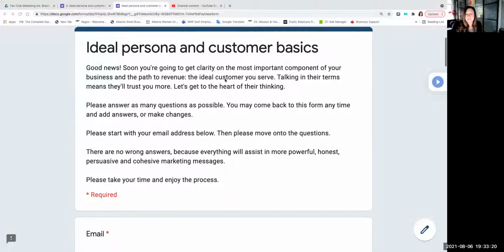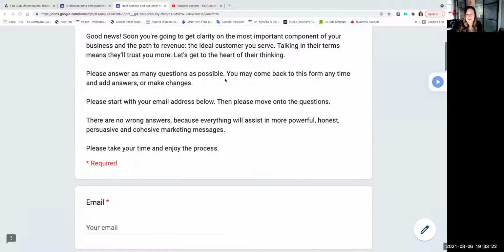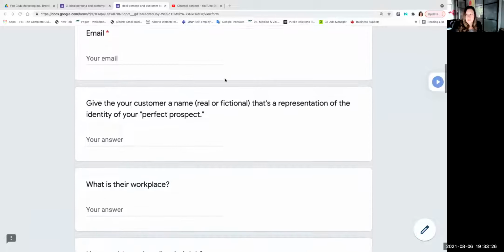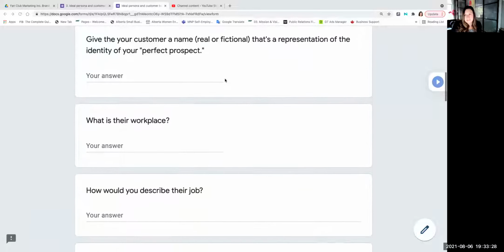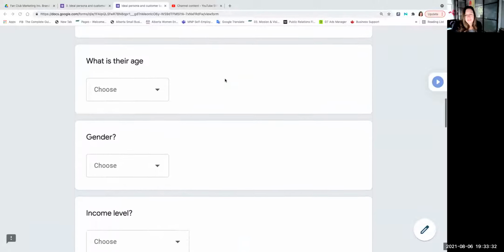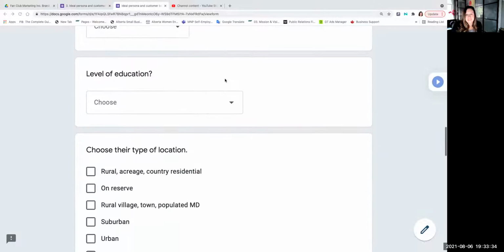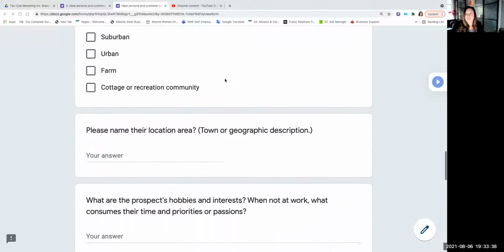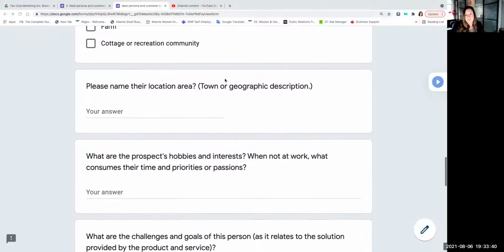And if it's a real name and a real person, all the better, because then you'll be able to answer questions about their background and their education levels and the name of their job and their age and gender and income level and education, that will enable you to do a better job of reaching them in real life.